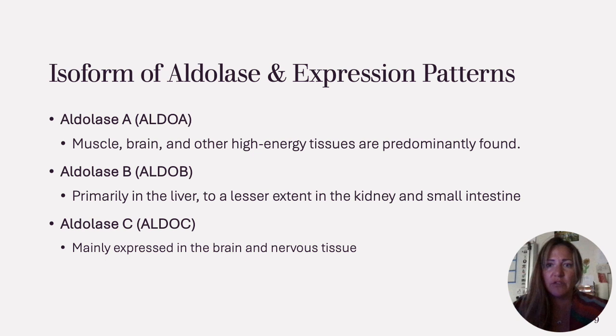The expression patterns of these isomers are tightly regulated during development and in response to the metabolic needs of different tissues. For example, aldolase B is highly expressed in the liver, which plays a key role in both glycolysis and gluconeogenesis. Aldolase A is expressed predominantly in muscle tissue and is also found in the brain and other tissues that have a high demand for energy.